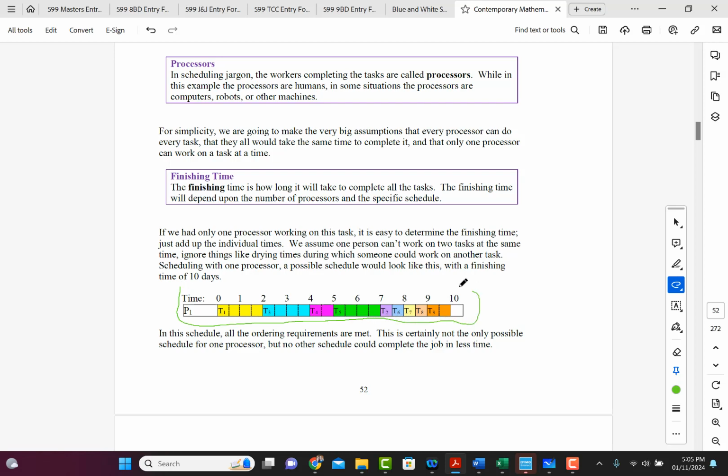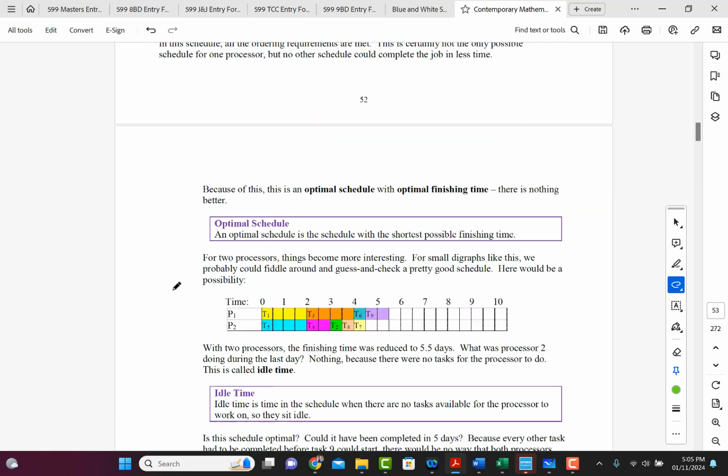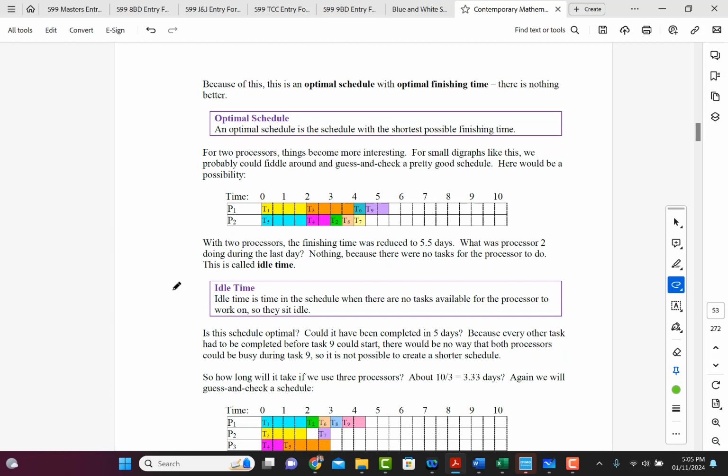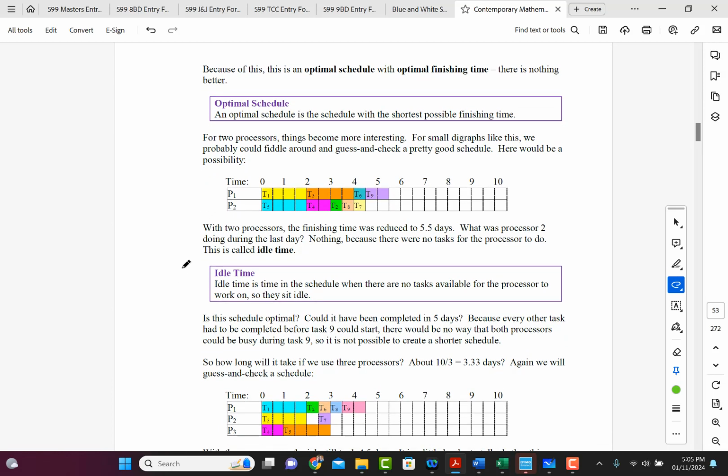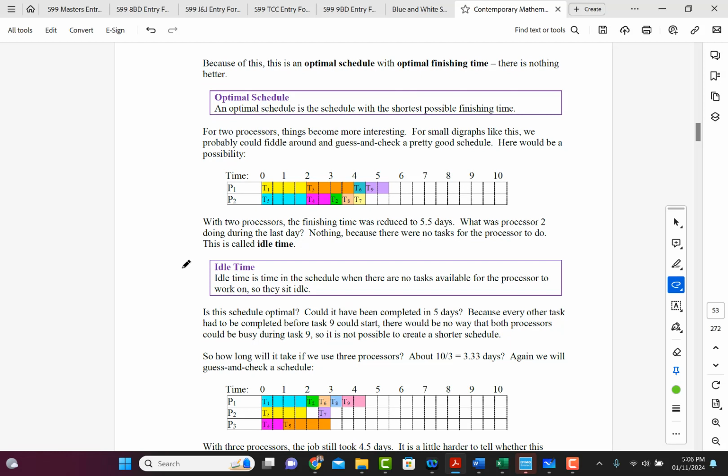Okay? So if only one person was working on this conversion of a gasoline car to an electric car, it would take 10 days to complete. Now, in this schedule, all of the ordering requirements are met. This is certainly not the only possible schedule for one processor, but no other schedule could complete the job in less time. Because of this, this is an optimal schedule with optimal finishing time. There is nothing better. Okay, so the definition of an optimal schedule is the schedule with the shortest possible finishing time. Now, what if we have 2 processors?